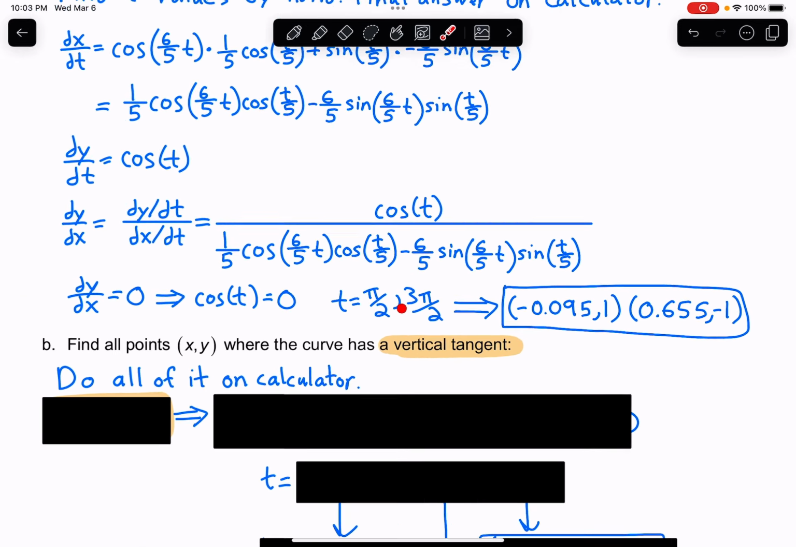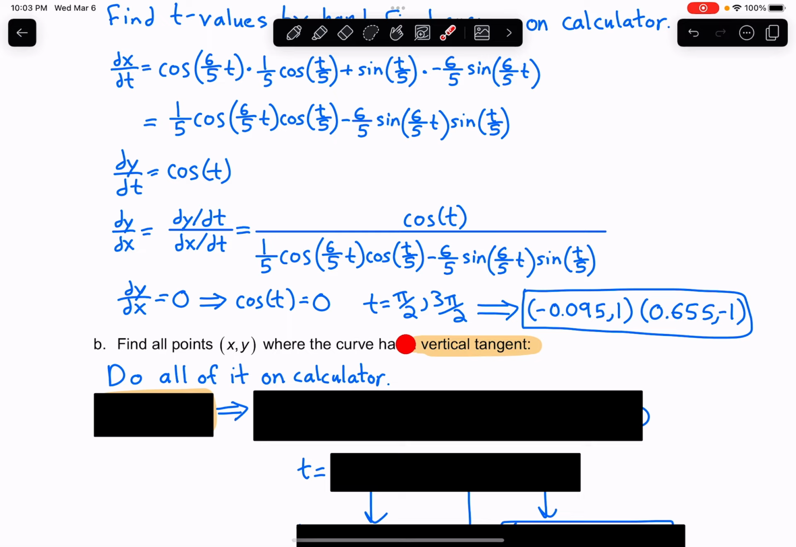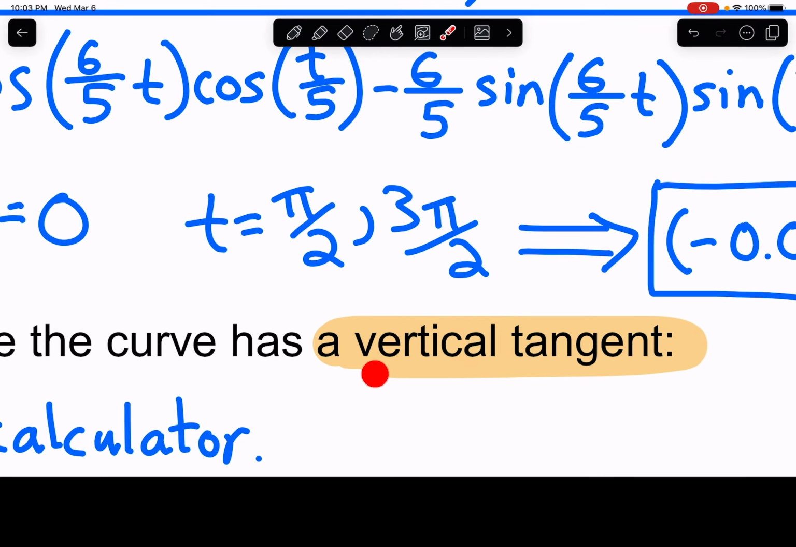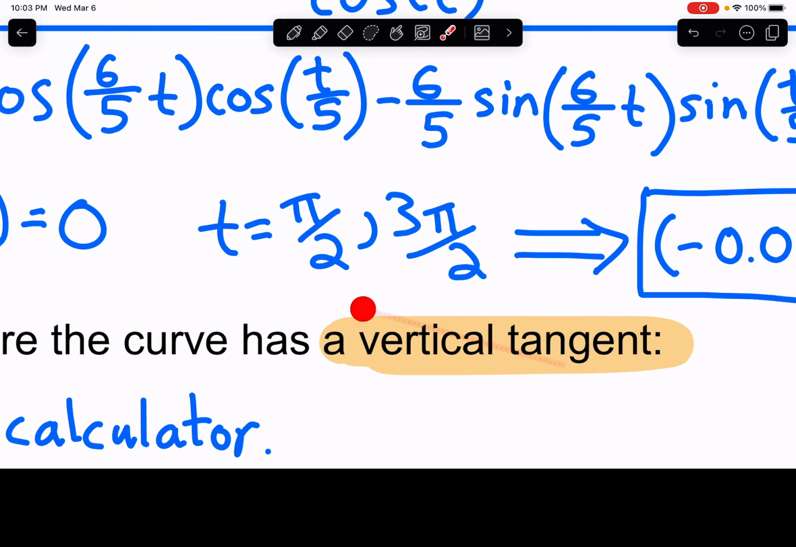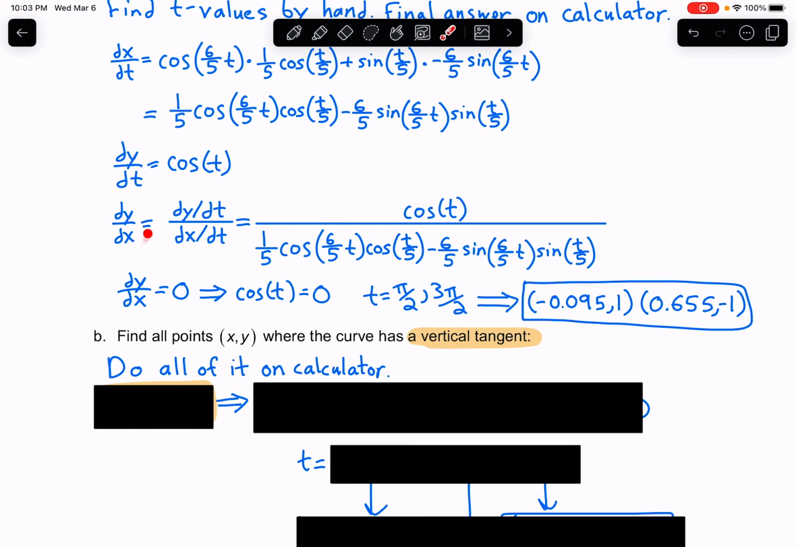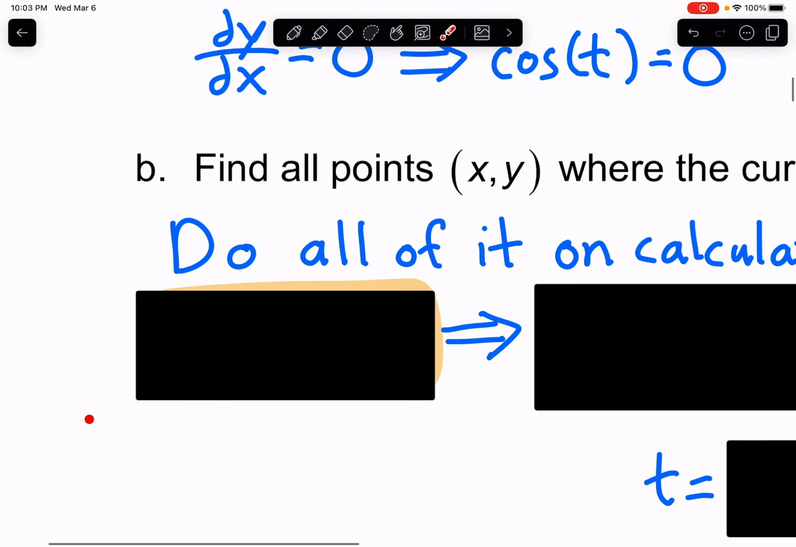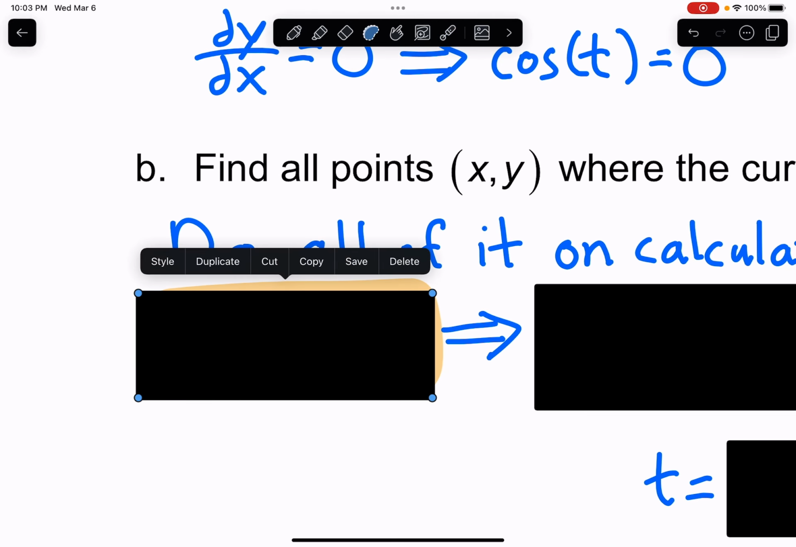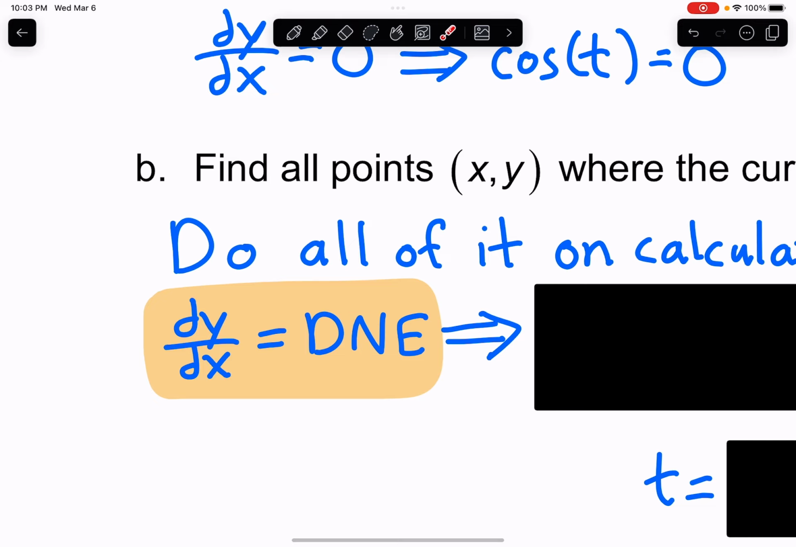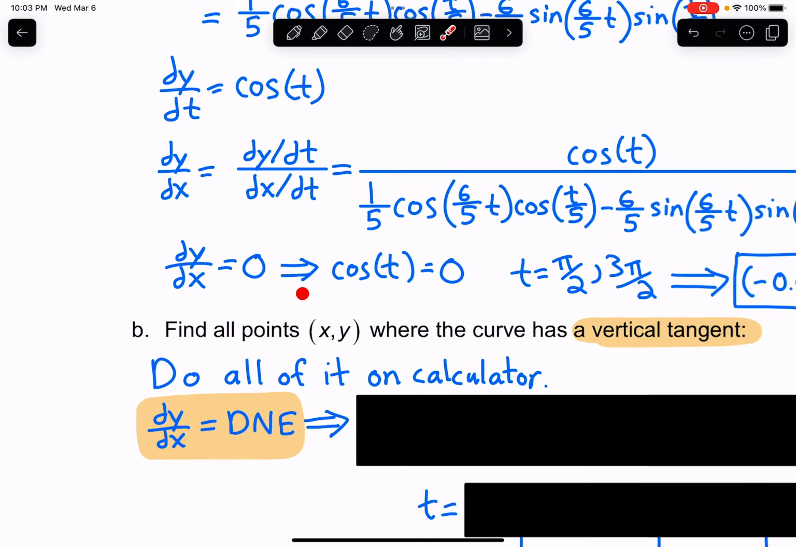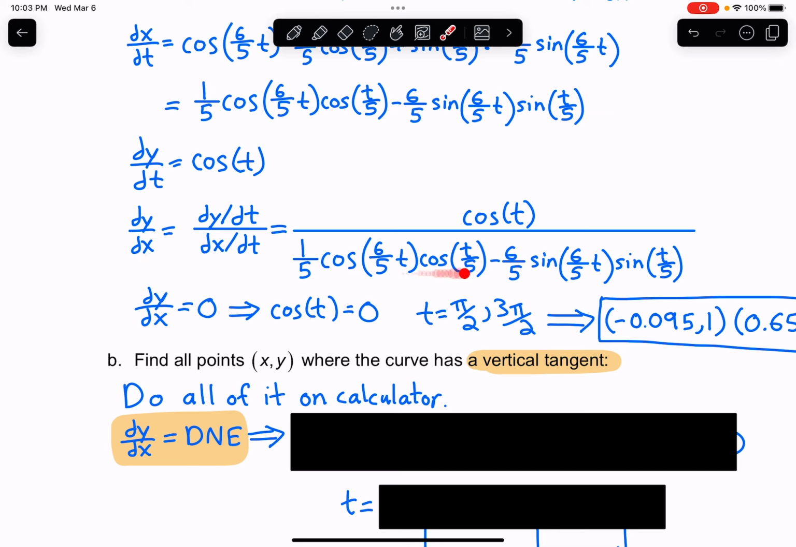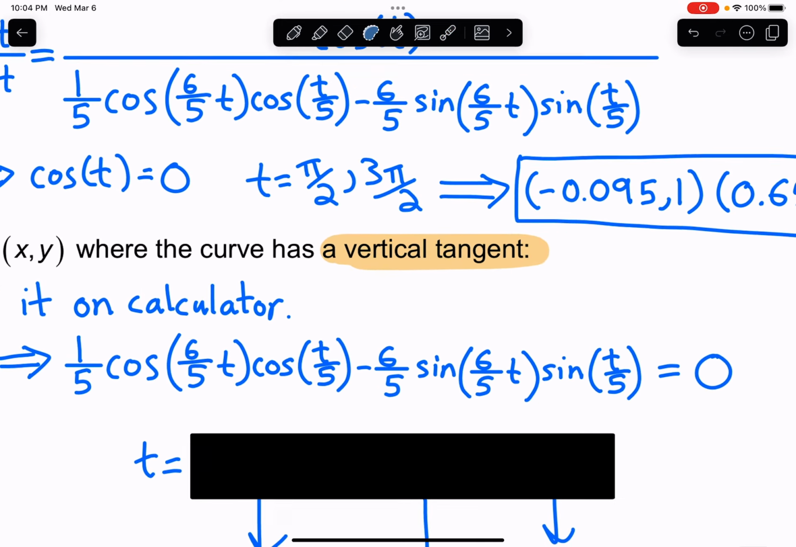Okay, now, same setup here. For part B, find all points x comma y where the curve has a vertical tangent. So vertical tangent is going to use the same derivative dy dx, except this time, a vertical tangent line is going to occur where the derivative does not exist. Well, again, my derivative is this big old fraction for dy dx. How do I make a fraction not exist? We're going to set the denominator equal to 0.